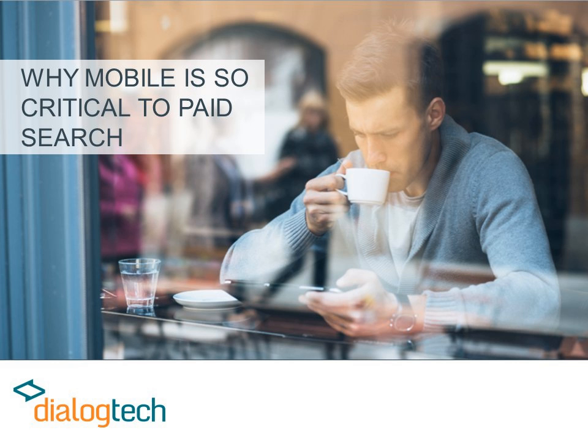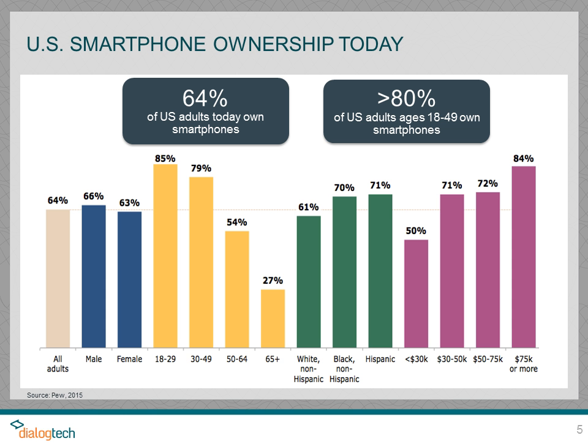So let's go ahead and get started. We've got a lot to cover today. So let's talk about why mobile is so critical to paid search. Here are some of the latest statistics from Pew Research that show smartphone adoption in the US specifically. You can see on the left that 64% of US adults today now own smartphones. That's quite a large number, and that number is only increasing with each year.